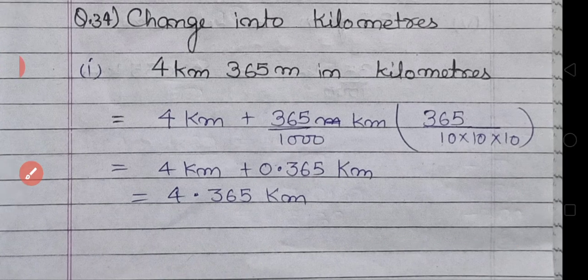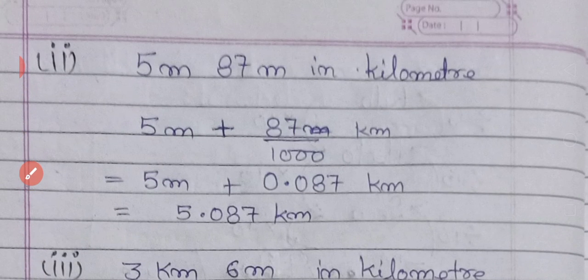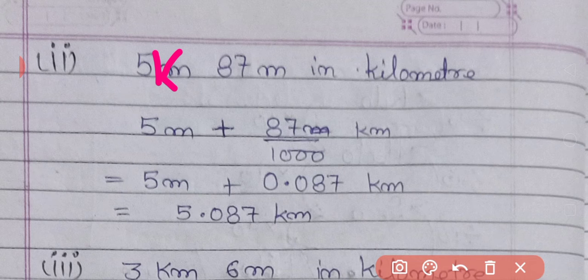Next question, it has given 5 kilometer 87 meter. It is given 5 kilometer plus 5 kilometer 87 meter. So we can write here 5 kilometer plus 87 upon 1000. As you can understand why I have written this.